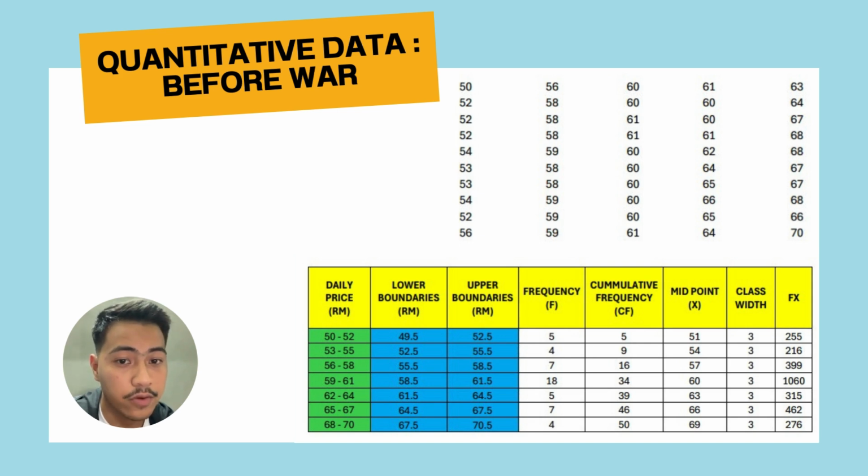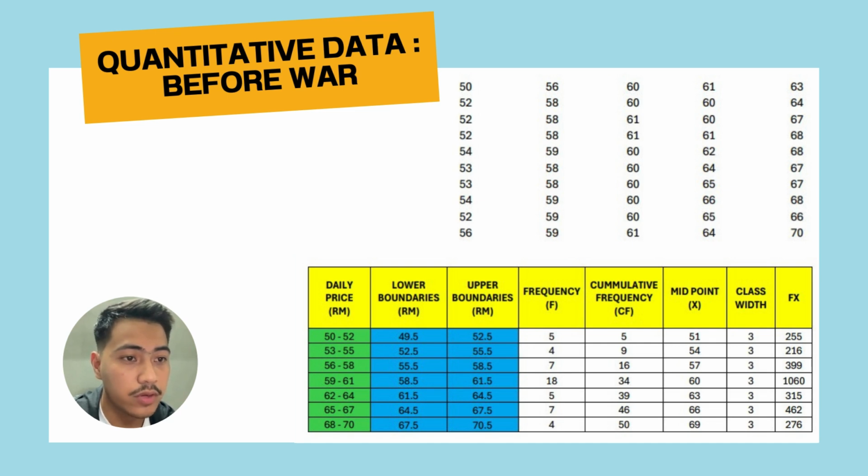So, we create a frequency table with class intervals. The data are grouped into intervals, for example 50 to 52, which are used for summarizing the distribution. Next, we have the lower and upper boundaries. Each class interval has a defined lower and upper boundary indicating the range of values included in the class.